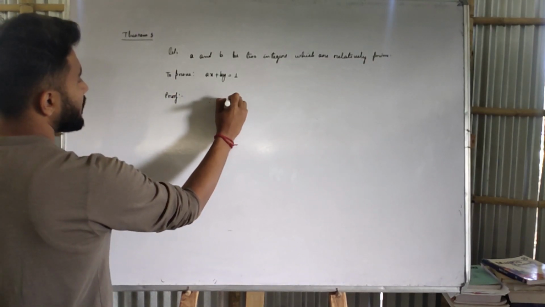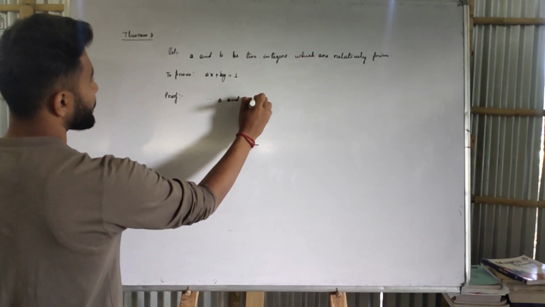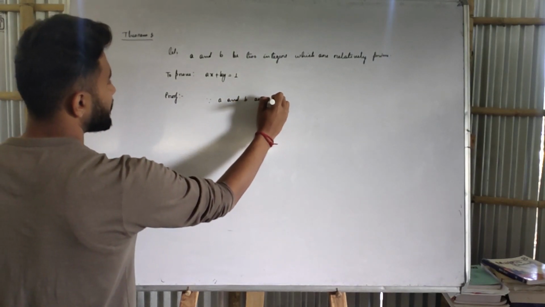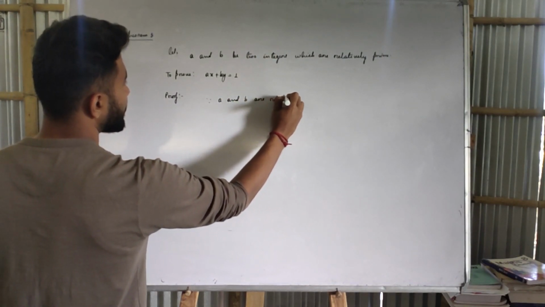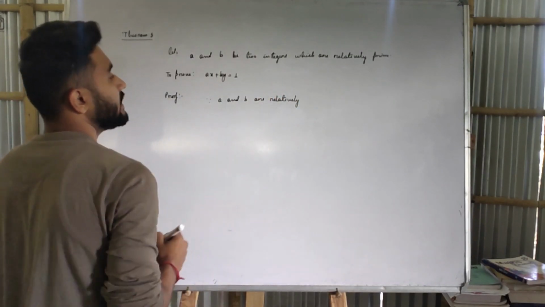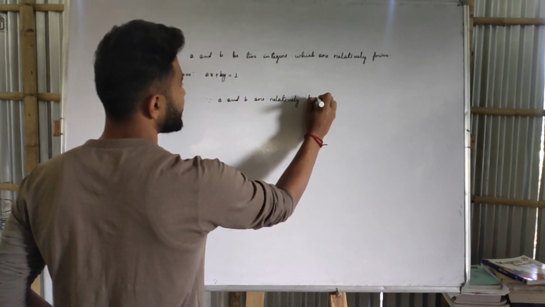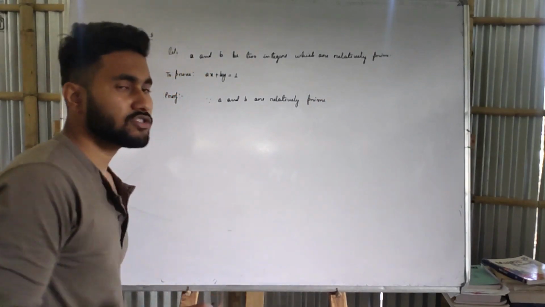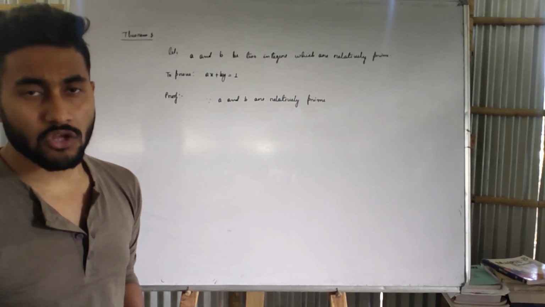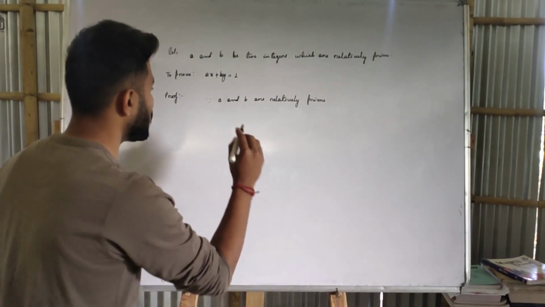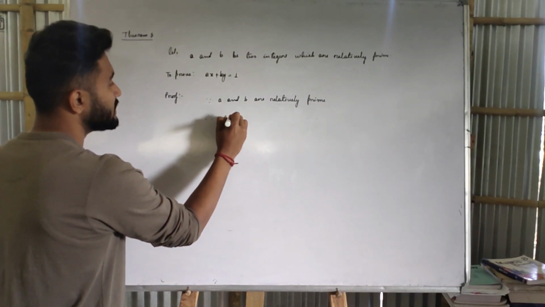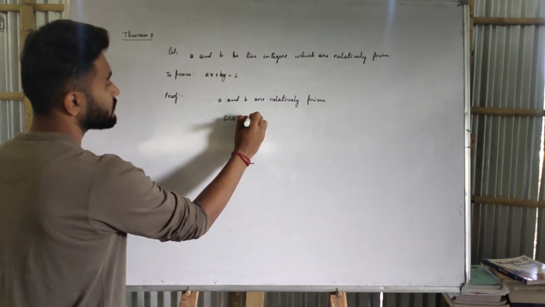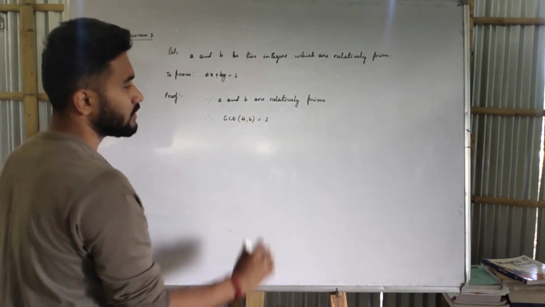Since a and b are relatively prime, now since they are prime, so obviously what will be their highest common factor? What will be the common factor? Only one is the common factor. So one will be the factor, right? So therefore GCD of a and b will be equal to 1.